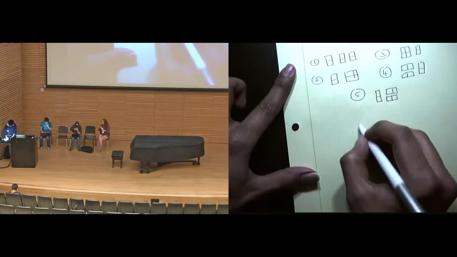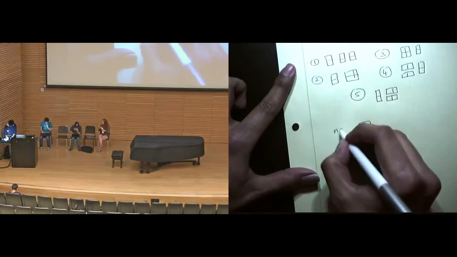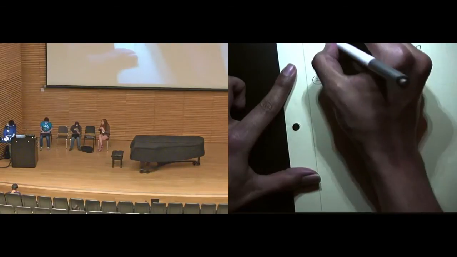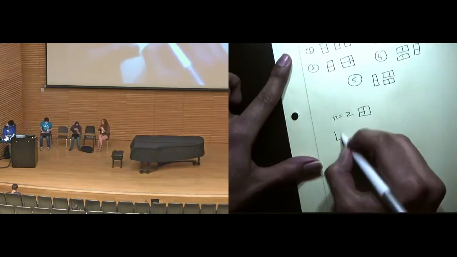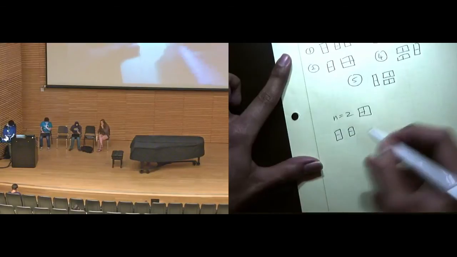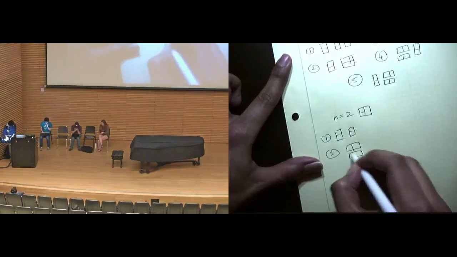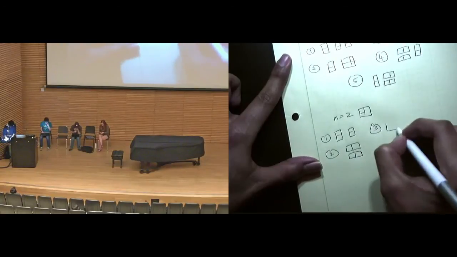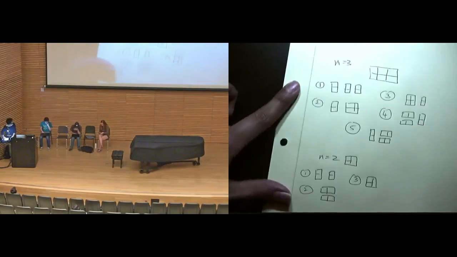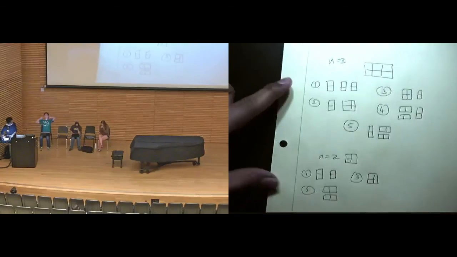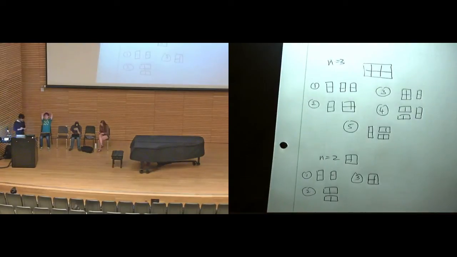For n equals 2, you would just have two verticals. You could have two horizontals, and then you could have one block itself, right? So how could you use dynamic programming for this?